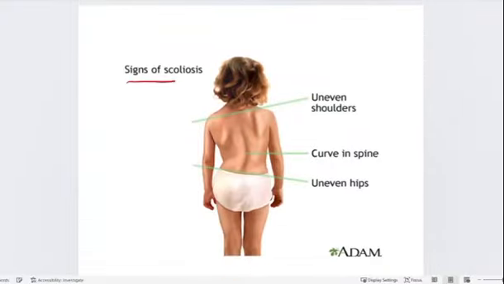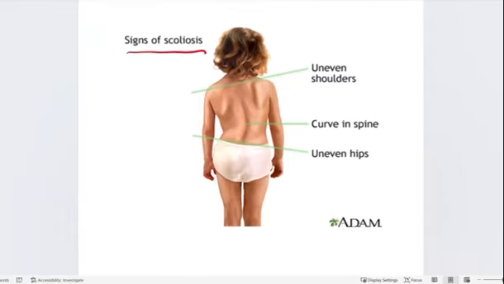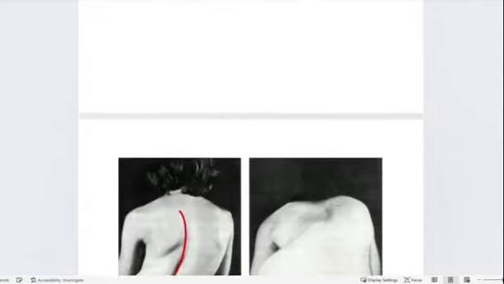Last thing we talk about is scoliosis. Scoliosis is different than kyphosis or lordosis. This is sort of a sideways curve that develops in your spine. This is purely pathological. There is no normal scoliosis in our body. Okay, so that's what you see here, that there is a curve here. Because of that curve, you have uneven hips and you have uneven shoulders.